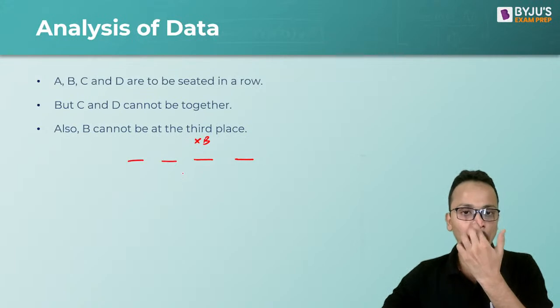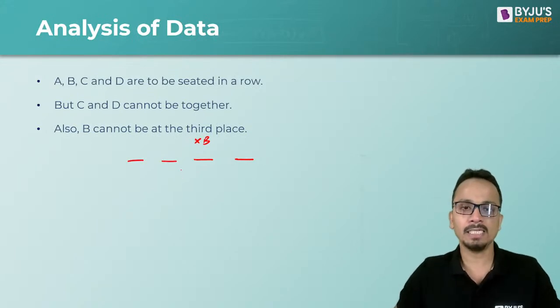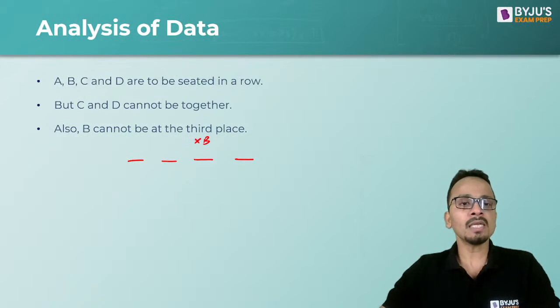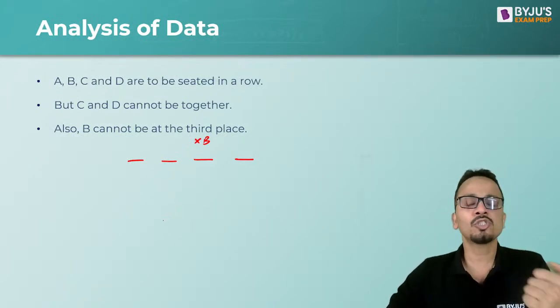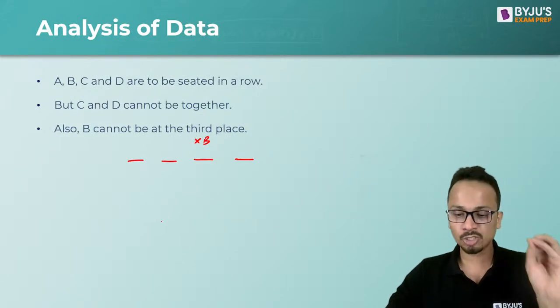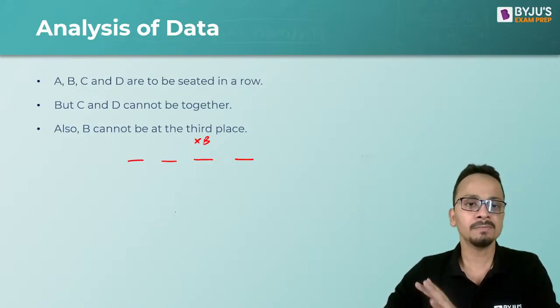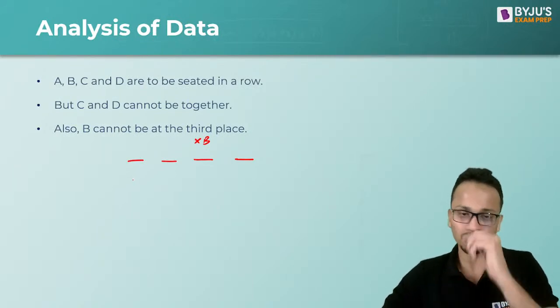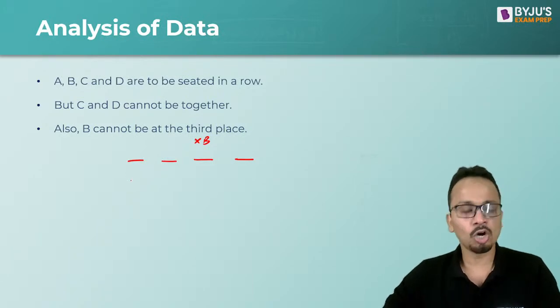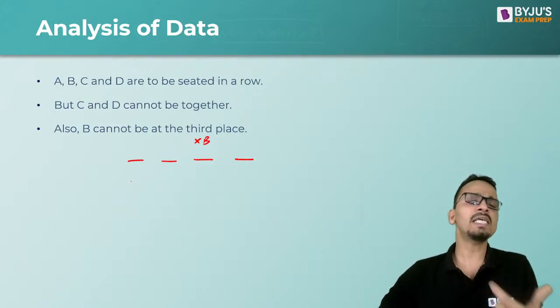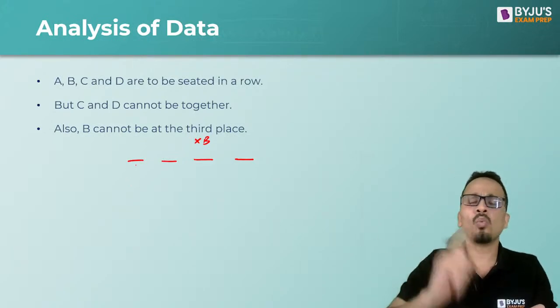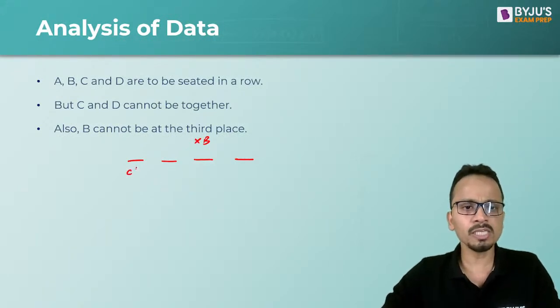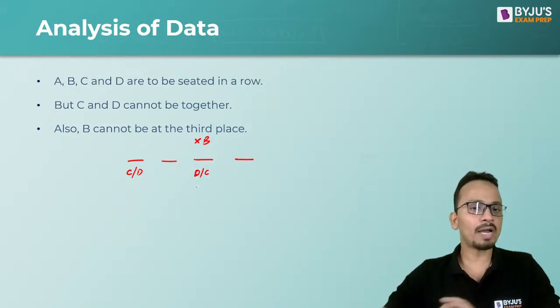Now let's make all the possibilities of arranging C and D. Since C and D cannot come together, there should be at least one person in between C and D. So I can start placing C and D at first and third chair. Since no particular position of C and D is given, C and D can come at any of the two places 1 and 3. So this is how I can place C and D.